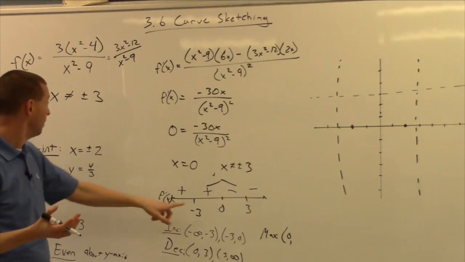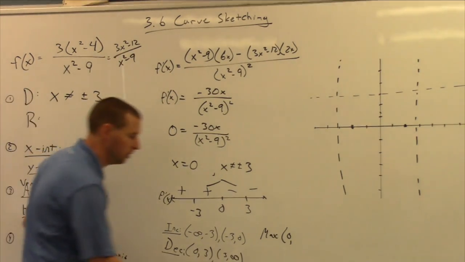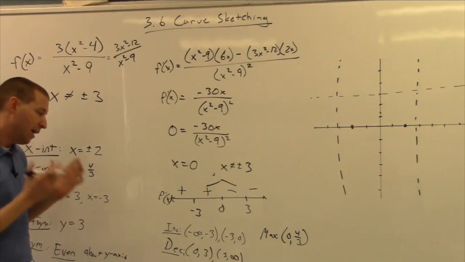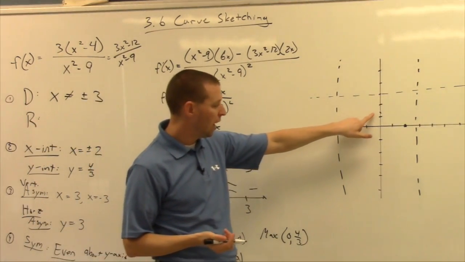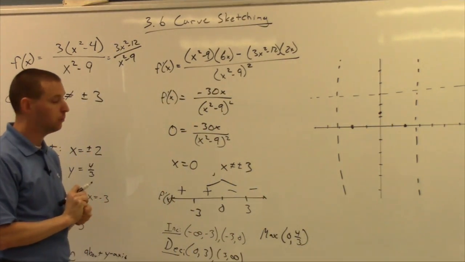And to figure out what that value is, I go back up to my original. Oh, wait, hey, I already did that. It's my y-intercept, 4/3. I'll now add this information to my graph, or at least consider this when I'm going through my graph. My max is already plotted, so I have that right there already. Just know that's going to be a maximum value.